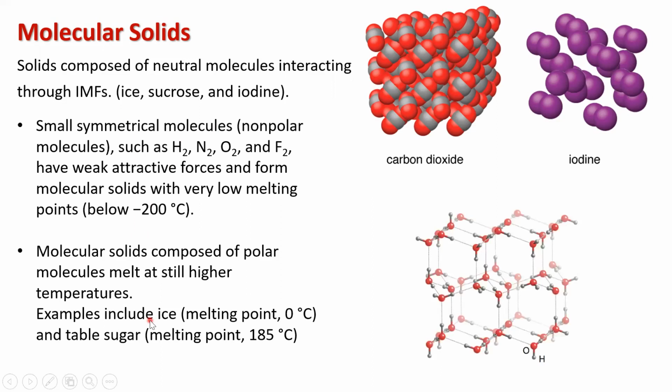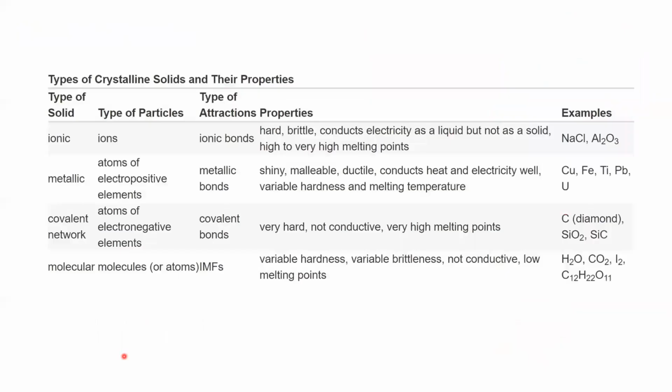When we look at, let's say, ice, ice is an example of a molecular solid where those H2O molecules are at the lattice points. Or if we were to look at table sugar, that has sugar molecules at its lattice points. So to kind of summarize all of that, again, we've got 2 categories of solids. We've got crystalline solids and we've got amorphous solids.